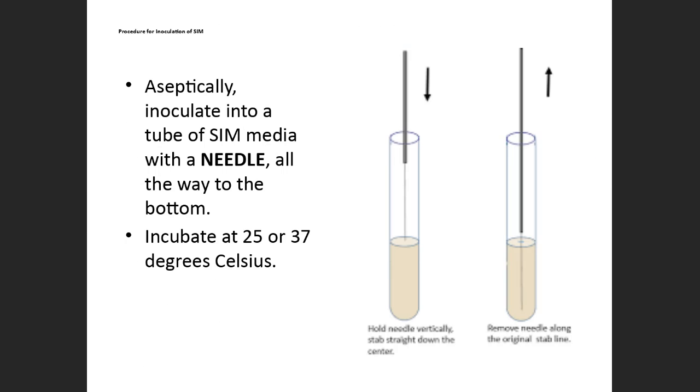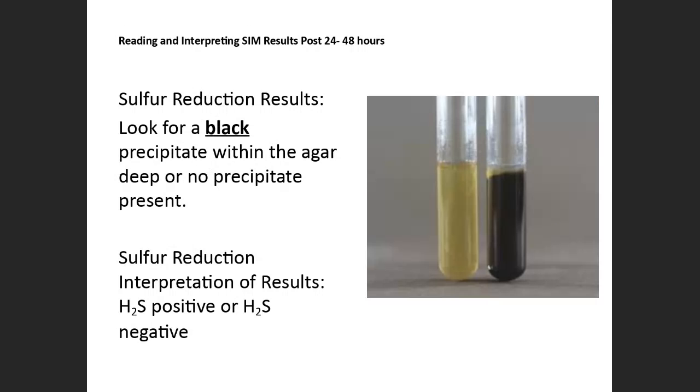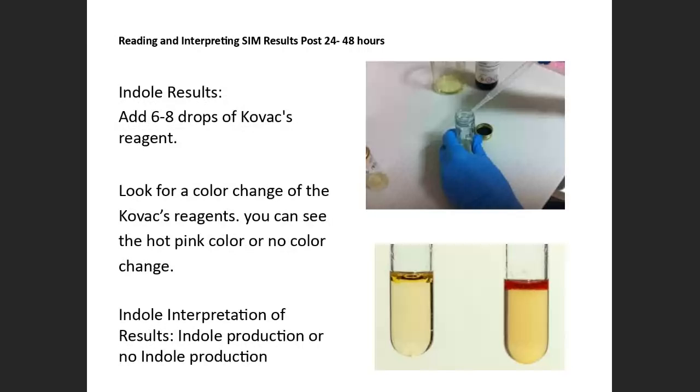So we add a reagent to the top of the tube. We add 6 to 8 drops of Kovacs reagent. And you can see in the bottle here is yellow to start. And what we're going to be looking for within seconds, really, you will be able to see a color change or no color change. So in these two tubes that I have here, here is the Kovacs reagent.